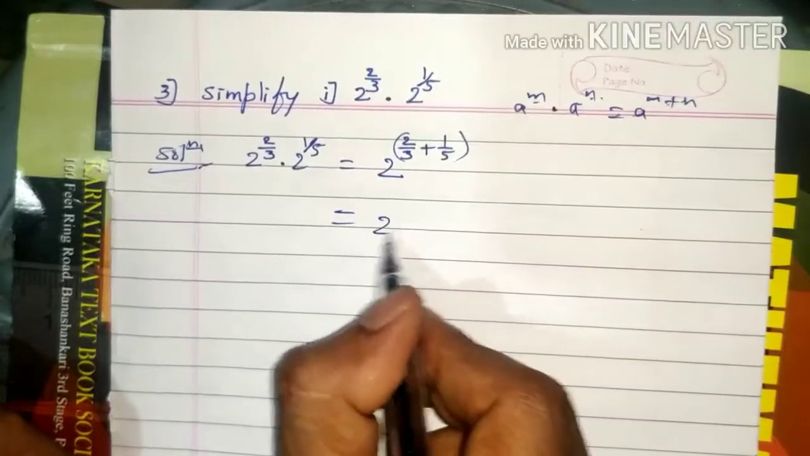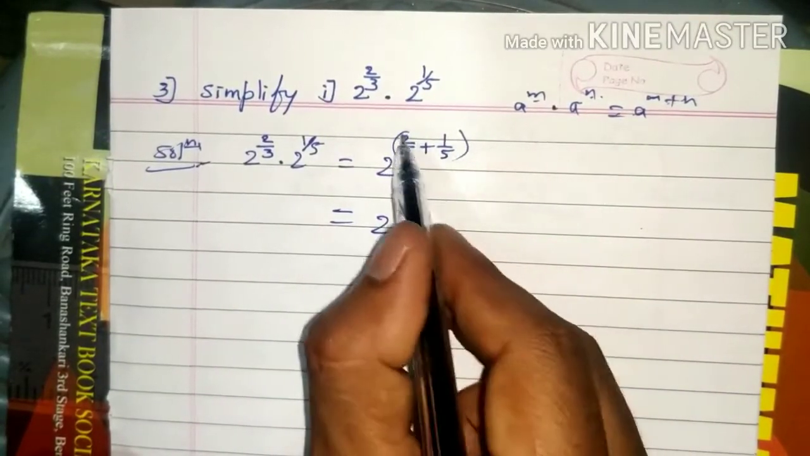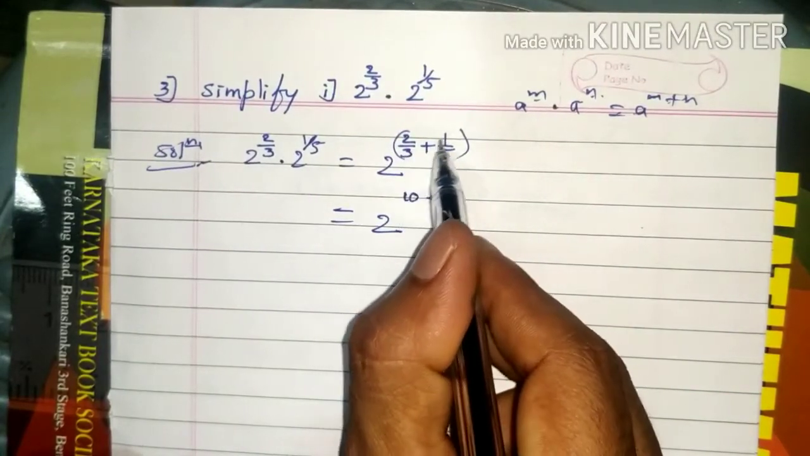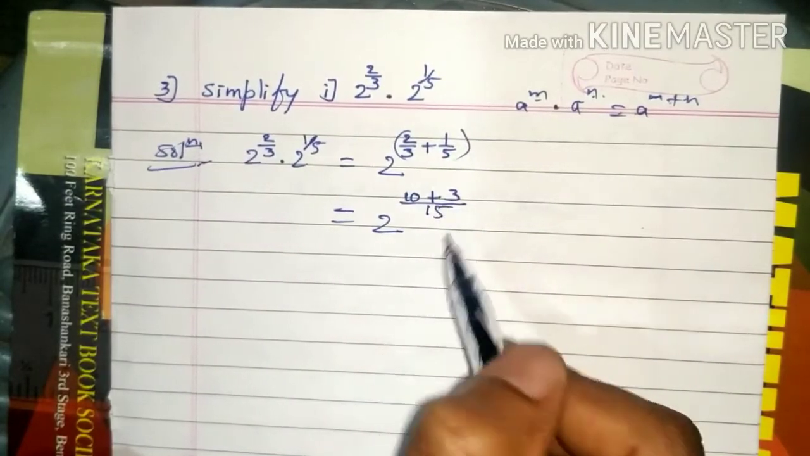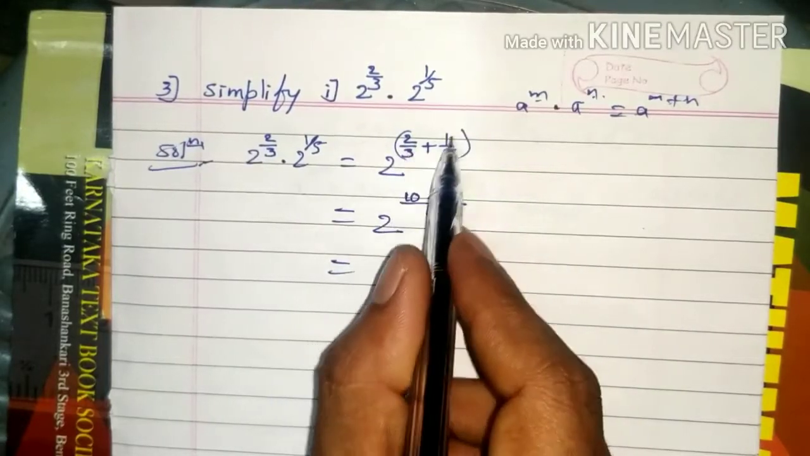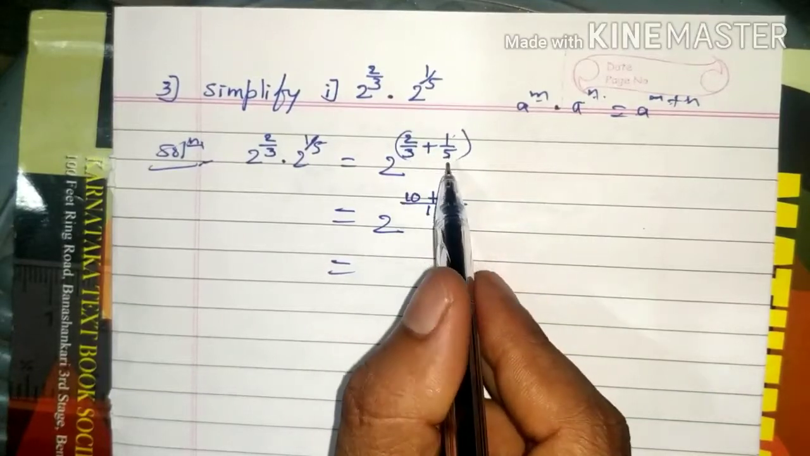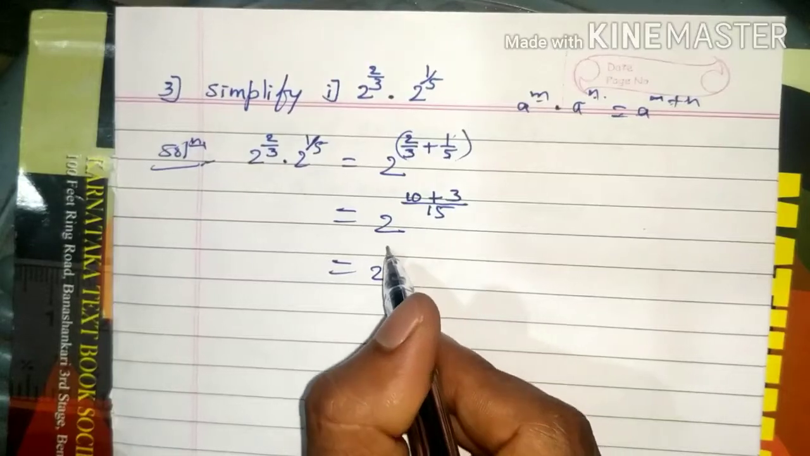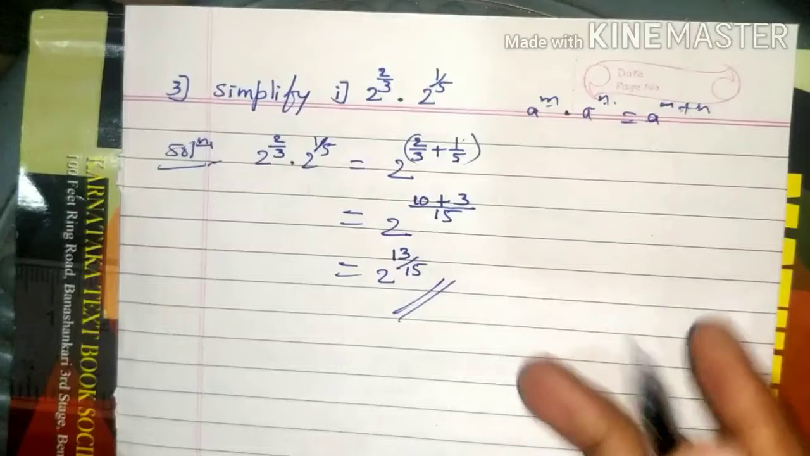So how to simplify? Taking the LCM, or one more method is cross multiplication. 5 into 2 is 10, plus 3 into 1 is 3, whole divided by 3 fives are 15. So that is 5 twos are 10, 3 ones are 3, cross multiplying numerators and multiplying denominators. So 2 raised to 10 plus 3 is 13 by 15. So this is the final answer.